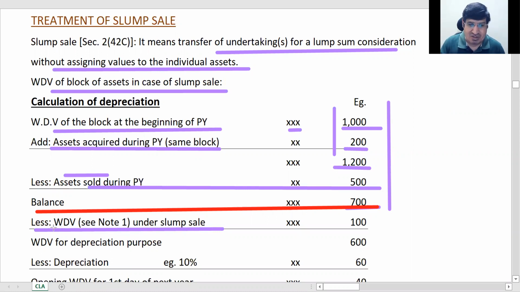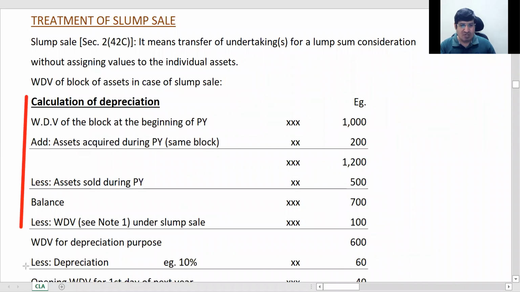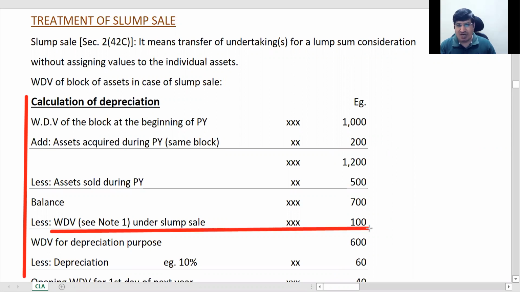Okay, so that's why WDV under slump sale, these are the slump sale assets. So if you remove 100, then you get, this is the WDV of the currently existing assets. और इसका normally you will take depreciation. Now how to find this removed 100 part? वही एक अलग है ना इसमें. ये पूरा स्टेटमेंट जो मैंने बताया है, कुछ भी सब सेम है, which you already know. But less WDV under slump sale, how to find it out?